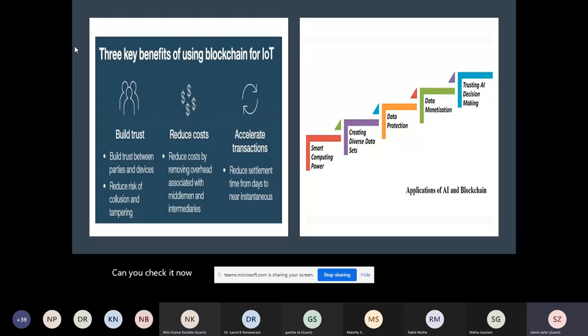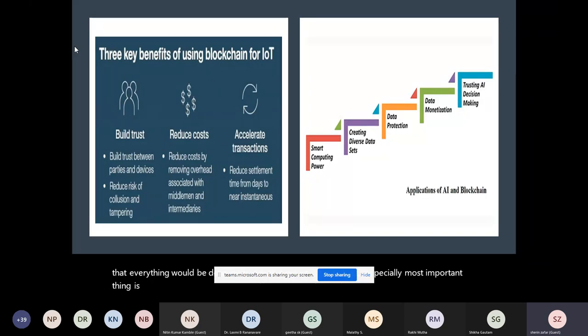Yes. Thank you. The three most important things that we are talking about with blockchain for IoT are, number one, trust, very, very important. Number two is reduction of costs. Why? Because you are removing the middlemen and intermediaries. Obviously, we are not saying that everything would be done now, but the work will be started. And most important is the acceleration of the transactions.